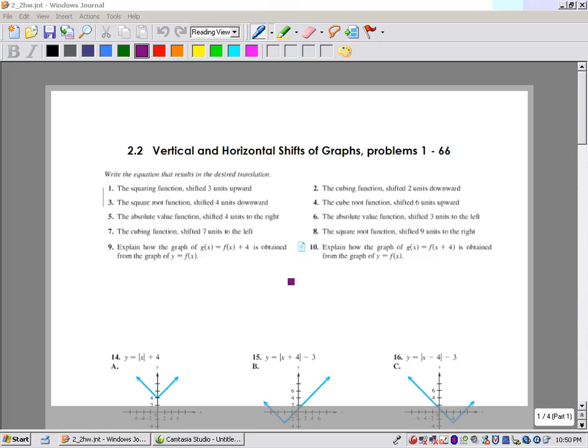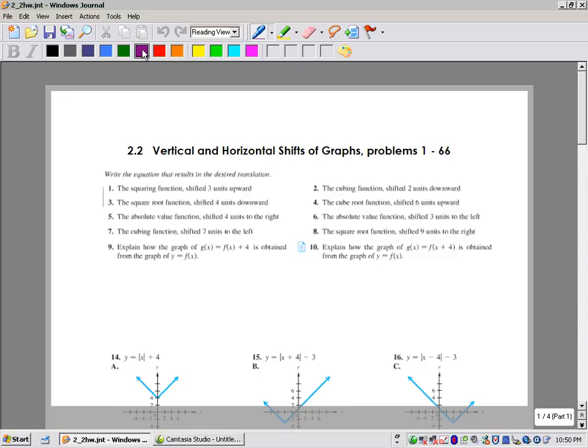Section 2.2 homework deals with vertical and horizontal shifts of graphs. I suggest that you look at problems 1 through 66 so that you can get a good feel for this topic. Do this in addition to the problems that are in my math lab.